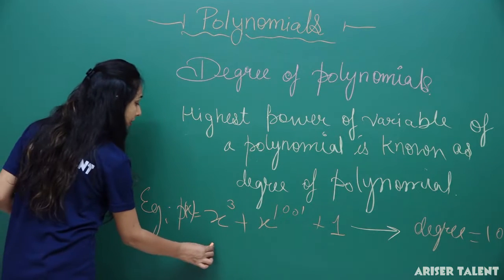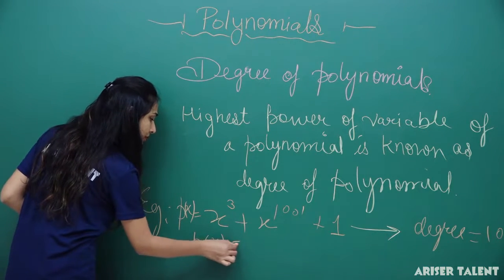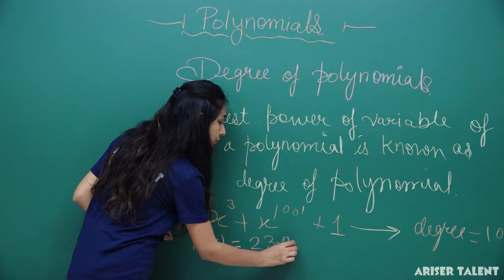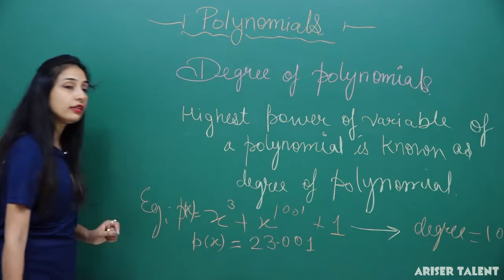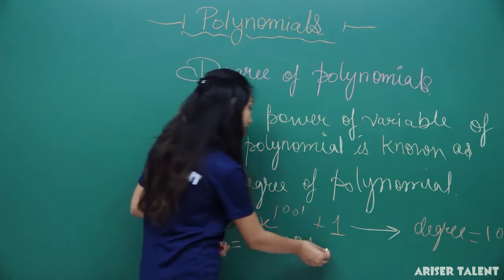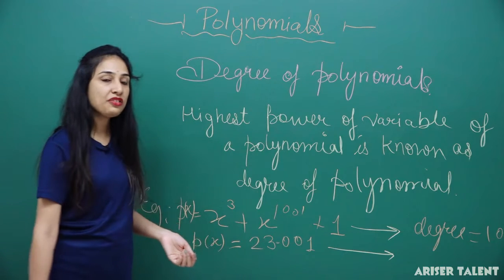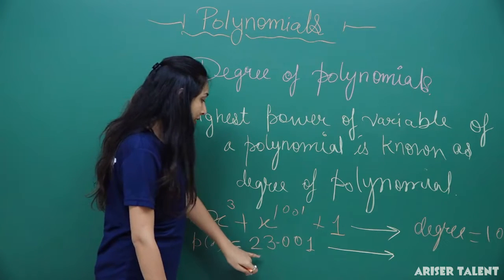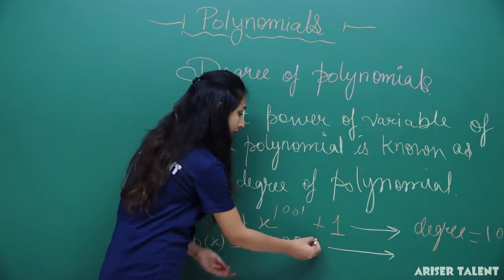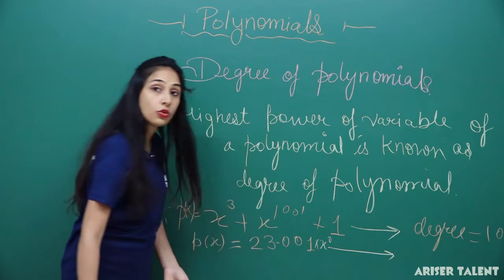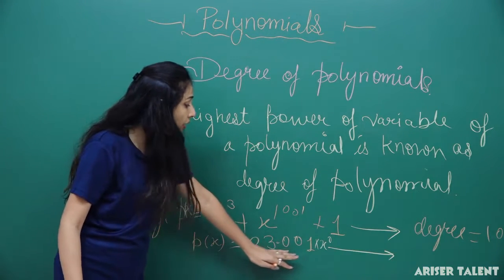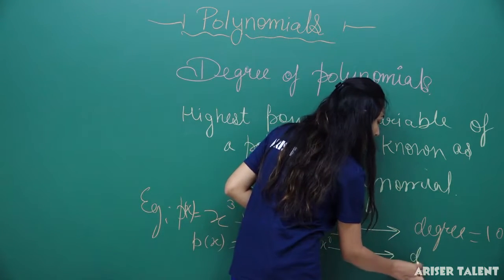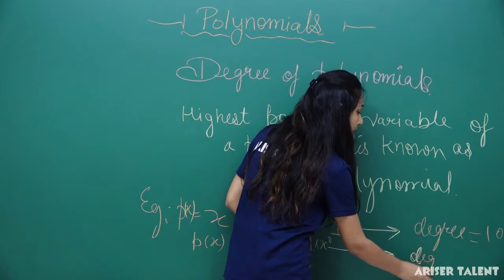So if I have this polynomial P(x) equals, let's suppose, 23.001. Now what is the degree here? Remember that if I have nothing as variable, then the degree will be 0. That means it is multiplied by a hidden x raised to power 0. That means the degree of this 23.001 or any constant is 0.